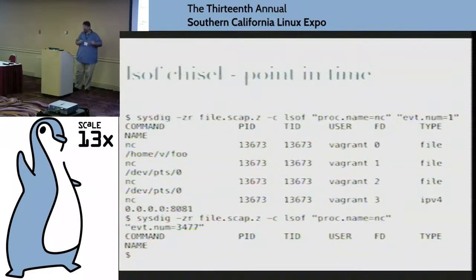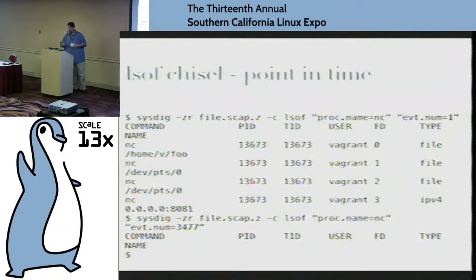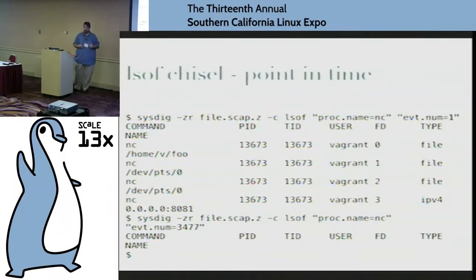So if we don't pass a point in time, I want to say the default behavior is, if you're not passing a filter, it's going to give you the state of the system at the end of the trace. If you pass it a filter, it's going to give you the state of the system when it matches that filter. So by specifically calling out event.num equal 1, that's the time we're getting, because that's the first event that matches. So here, proc name equals nc.